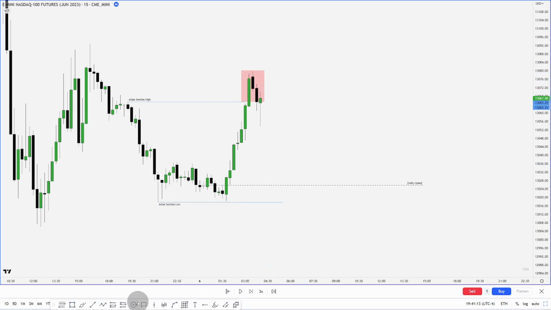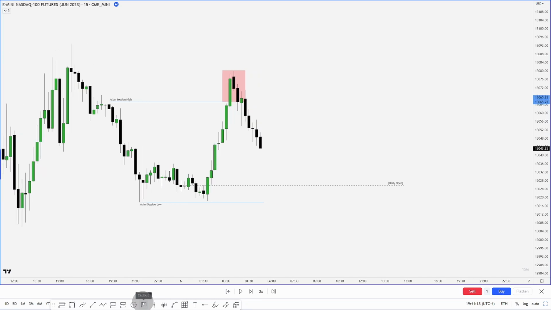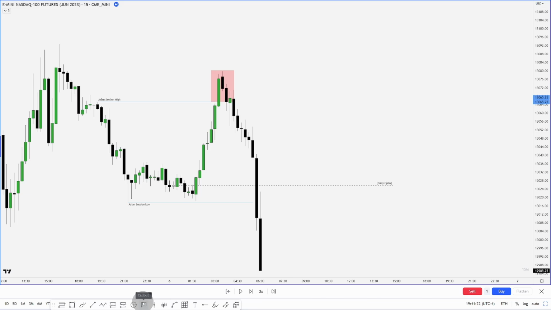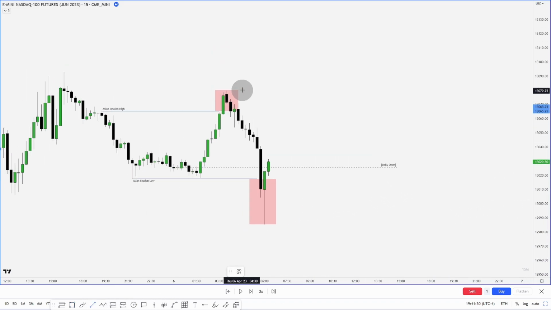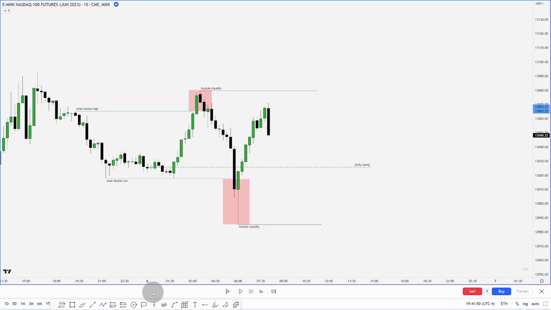Now we want to see, do we take our Asian session low? And we do. So we have two deviations from the range here. And what do we have with those deviations? We now have buy side and sell side liquidity. So as we come towards the New York session open, we would want to be watching these areas.